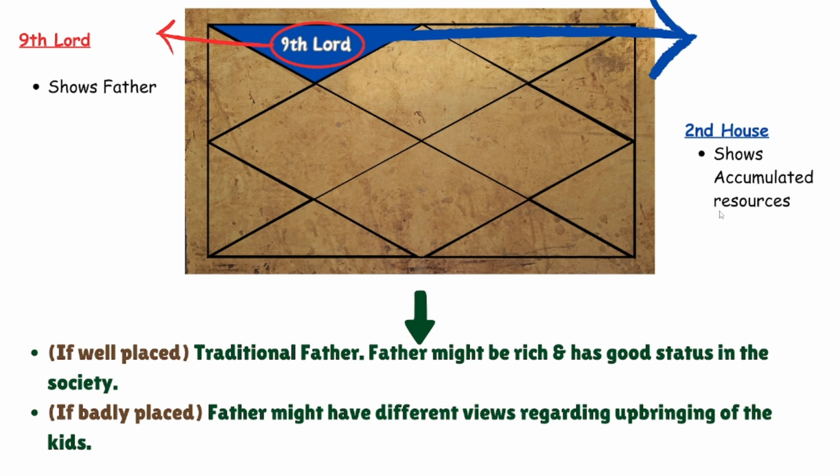And it can also show, because your father is sitting in the second house, all the accumulated wealth. So father might be wealthy in background, he can be rich, he would have a good status in society. But if it is badly placed, then your father might have different views regarding religion, and how one needs to raise their kids.